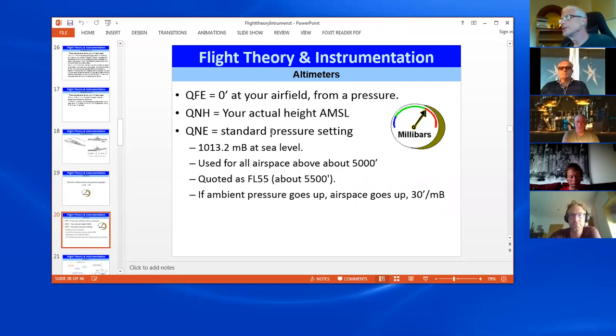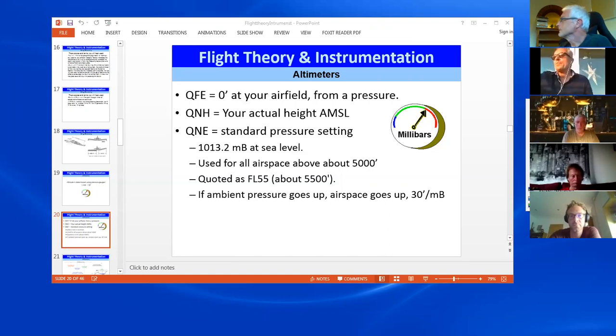This is because we're dealing with instruments. This comes up in another section, air law navigation, but I throw it in here because if you've got an instrument, you will have these. You won't necessarily.